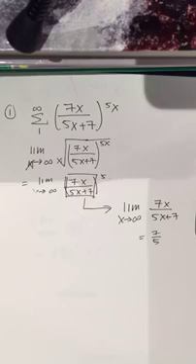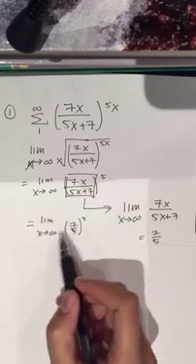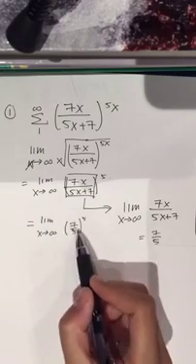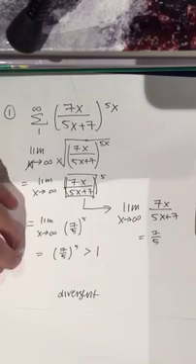So if you put it back into the original, it would be the limit as x goes to infinity of (7/5) to the 5th, and that would be greater than 1, so the answer would be divergent. Now this is a fairly simple problem because all the terms are raised to the nth power, or in this case the xth power.